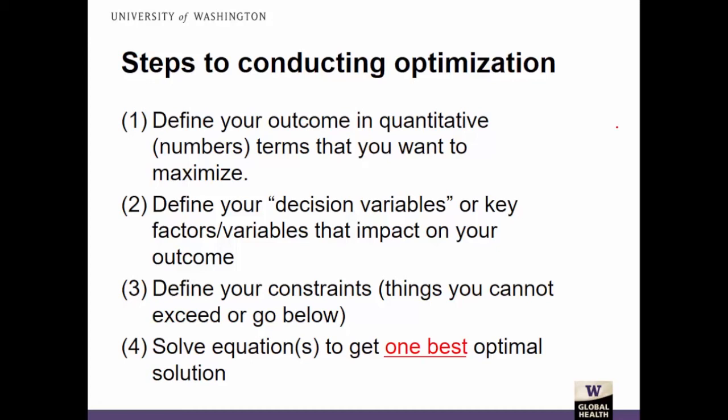You then need to define your constraints. So these are things that you cannot exceed or you cannot go below. So you might need to have, let's say, one doctor, one nurse, and one PA, because that's what the Ministry of Health says is a minimum for your clinic, for example. So then you'll solve these equations to get this one best optimal solution.